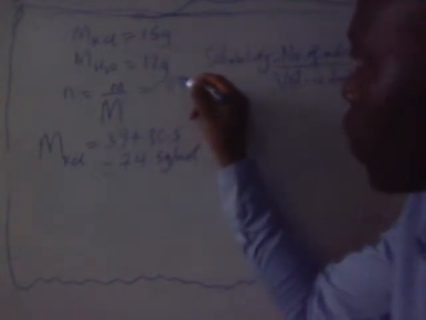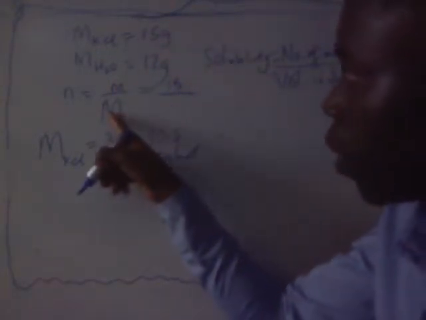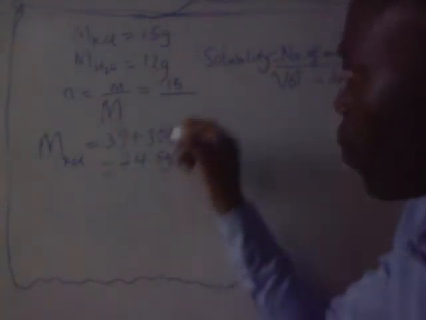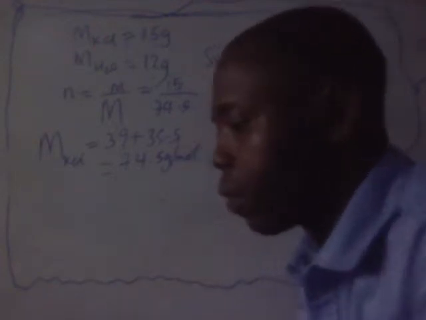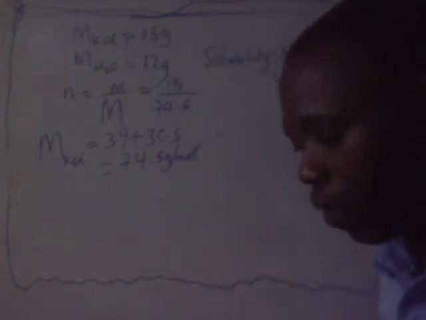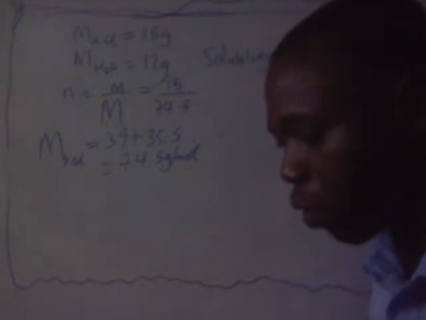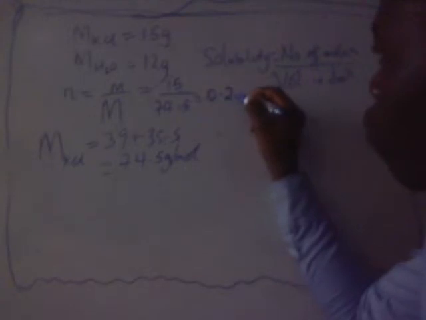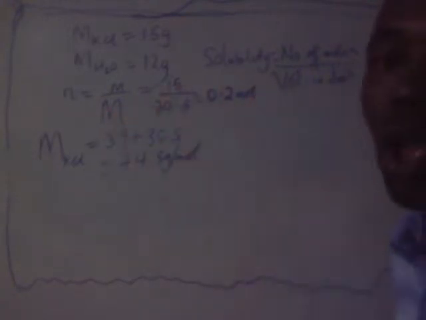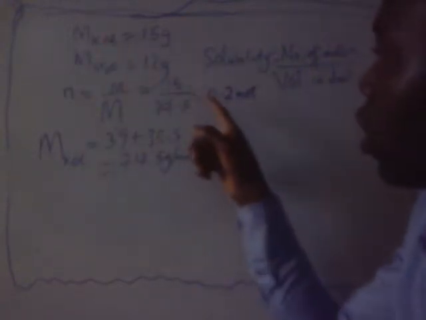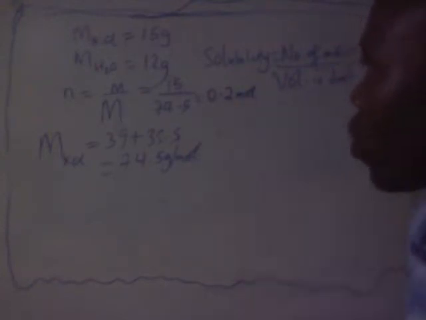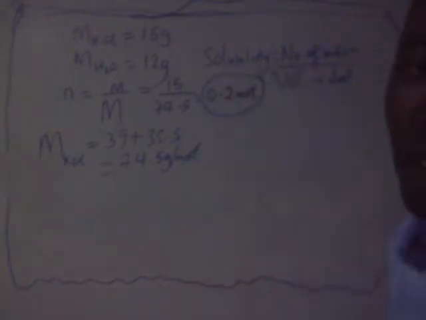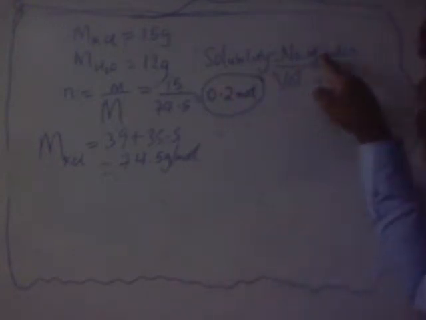What is the mass of potassium chloride? 15 grams. All over the molar mass of potassium chloride, 74.5. So 15 divided by 74.5 will give us 0.2 mole. So we have converted the potassium chloride into moles. This is the potassium chloride in moles, 0.2 mole. So we can put this here in the numerator.